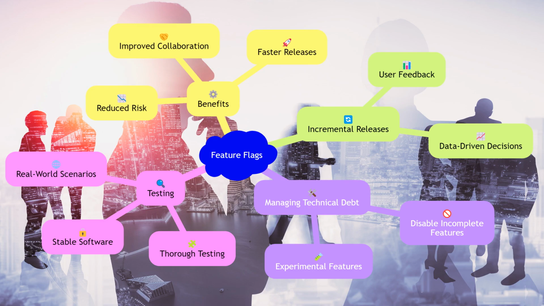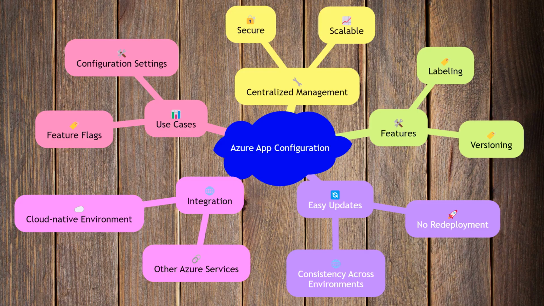This flexibility leads to more stable and reliable software, as features can be thoroughly tested in real-world scenarios before being fully rolled out. Azure App Configuration is a service that provides centralized management of application settings and feature flags. It allows developers to store and manage configuration settings for their applications in a secure and scalable manner. With Azure App Configuration, teams can easily update settings without redeploying their applications, ensuring consistency across different environments.